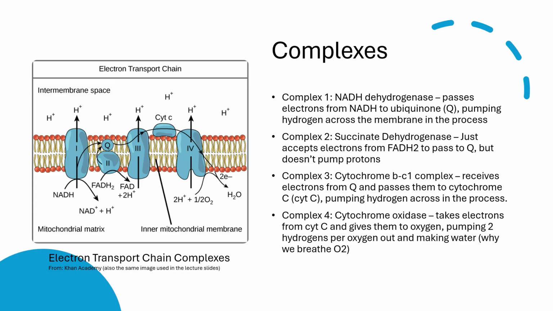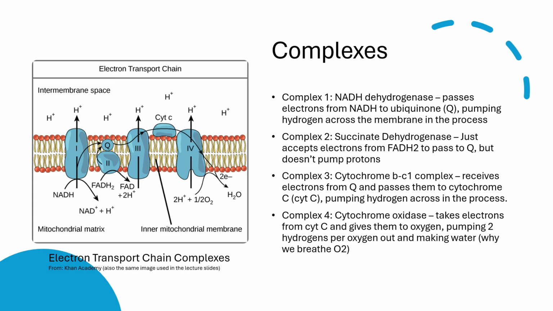All right, so the complexes of the electron transport chain. We have complex 1, NADH dehydrogenase. This passes electrons from NADH to ubiquinone, which is represented with that Q, pumping hydrogen across the membrane in the process. Complex 2, succinate dehydrogenase, just accepts electrons from FADH2 and passes them to Q, but it doesn't pump protons across like complex 1.